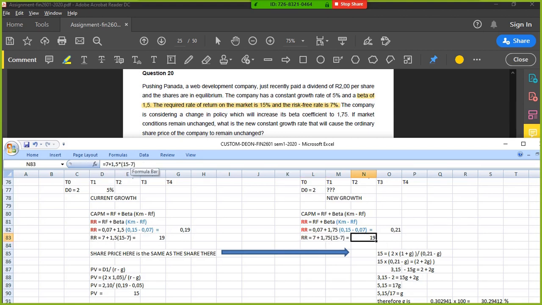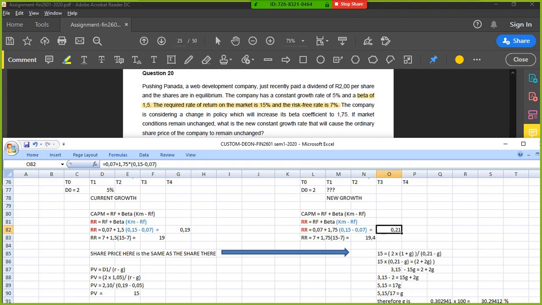Okay, let's check the answer. This is 7.5. Ooh, there's the mistake. It's 19.4. 7.5. How did I get this? Let me check. What did I do wrong here? 0.07 times. Oh, not times. It was plus. Okay. But you've got plus there. I've got plus. Okay. Multiply that by 15 minus 7.